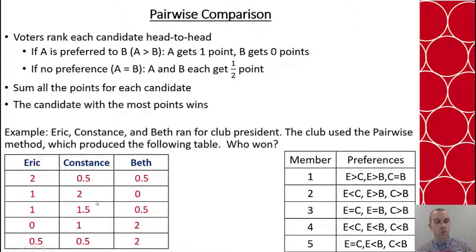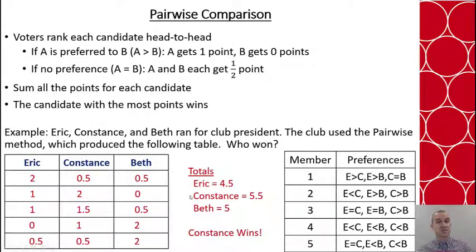So every row, you can see, adds up to 3 total points. So there should be 15 total points in this competition. So if I add up each column for the person, Eric would have 4.5 points, Constance has 5.5 points, and Beth has 5 points. In total, that's 15 points. In this case, Constance had the most points, so Constance would win.